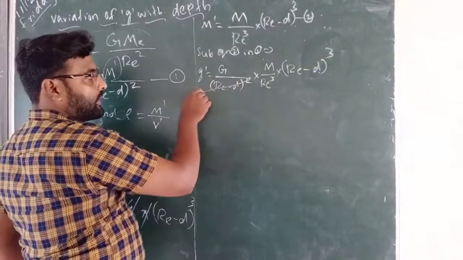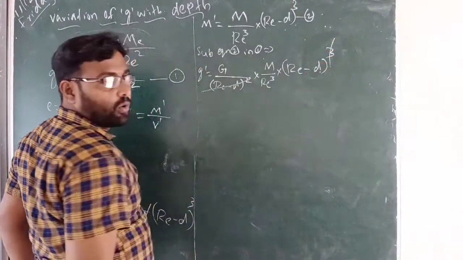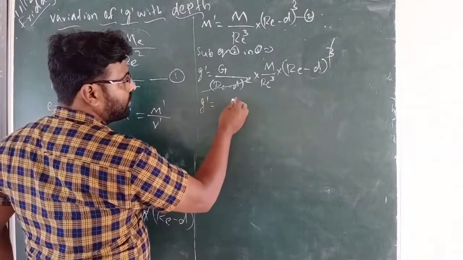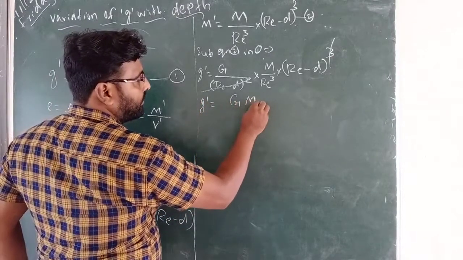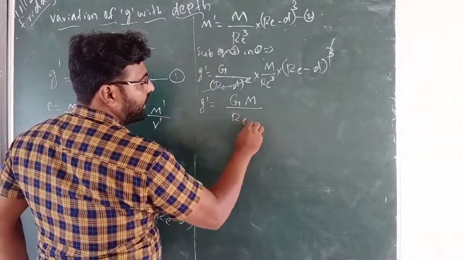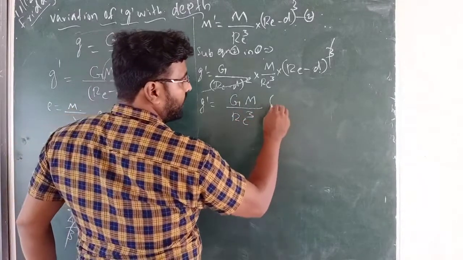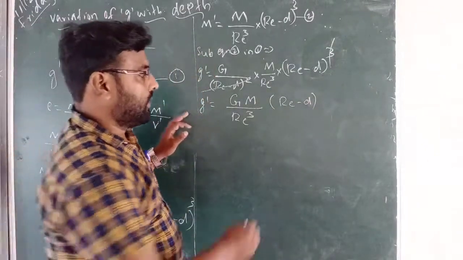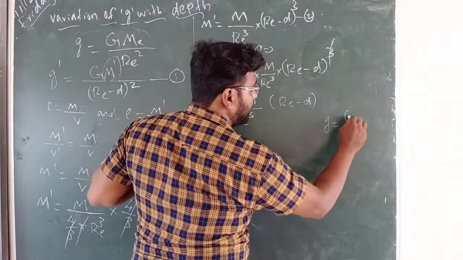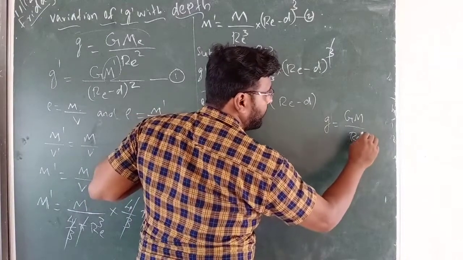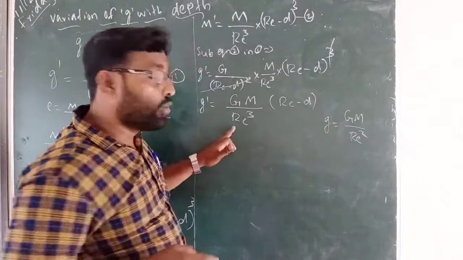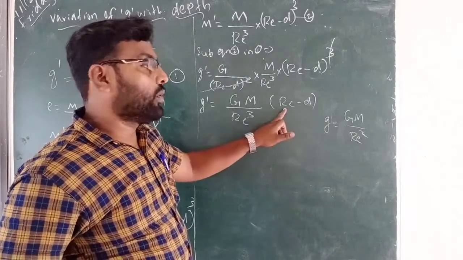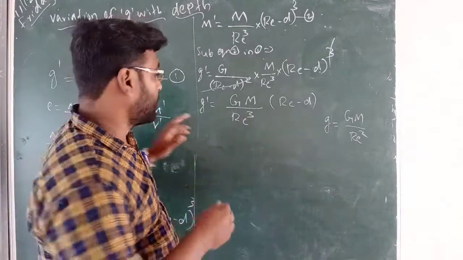Cancel this r e minus d square. Here 2 will cancel, only one is remaining. Now g dash is equal to g m by r e cube into r e minus d. Now we know that g means g m by r e square. So here r e cube is there. We have to cancel one r e. For that, take r e outside.